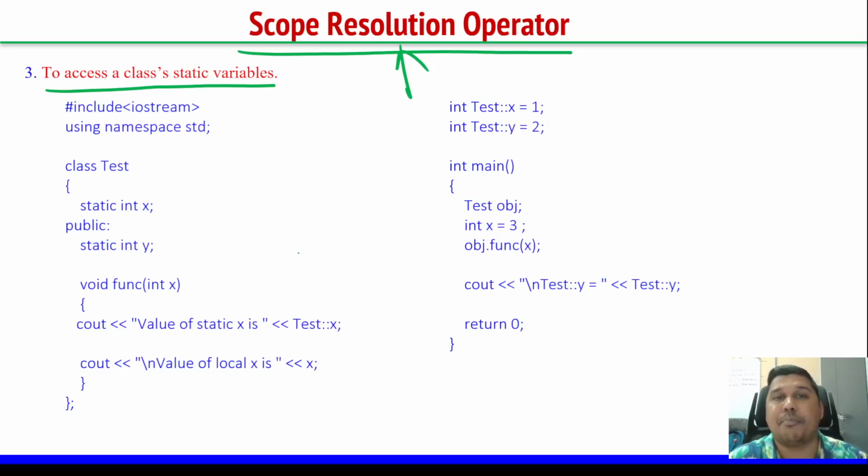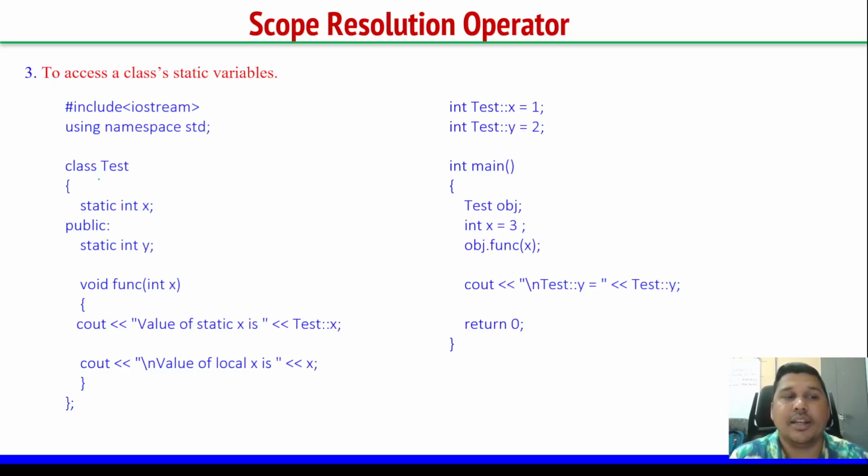Now, see this example to understand static variables much better. See, there is a class test. I have static int x, which is public. Again, I have another one which is private.